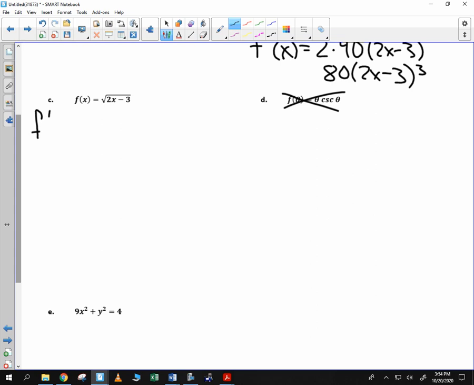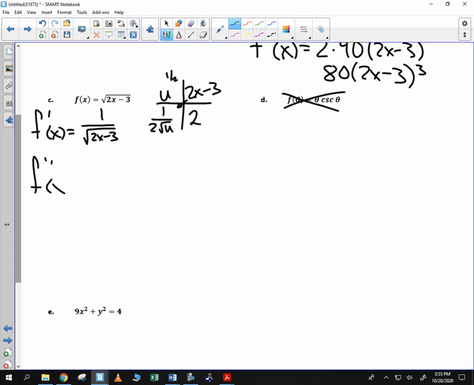F prime of x. Notice that when we take this derivative, it requires us to use the chain rule. I have u to the 1/2, and I have 2x minus 3. The derivative of u to the 1/2 is 1 over 2 roots of u. And the derivative of 2x minus 3 is 2. As you multiply, the 1/2 and the 2 go away, and you get 1 over root of 2x minus 3.